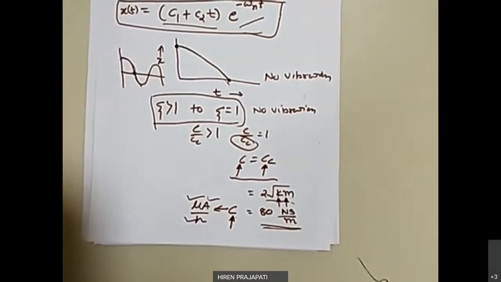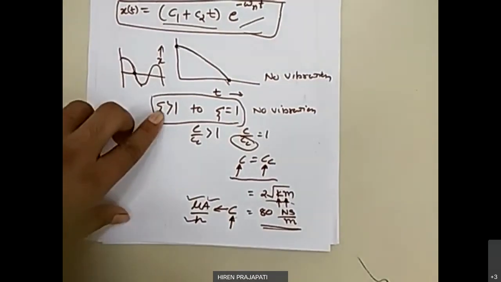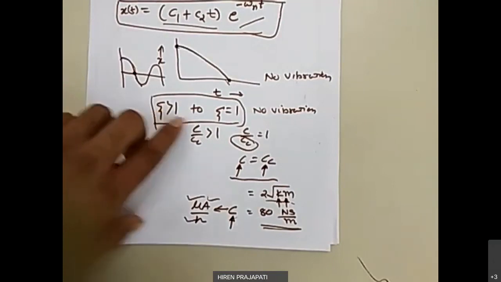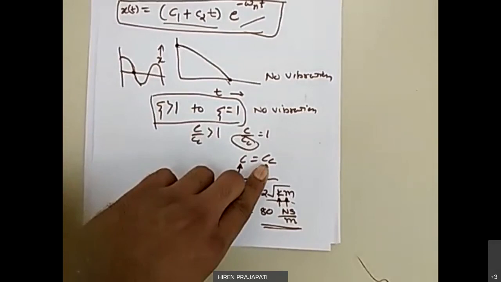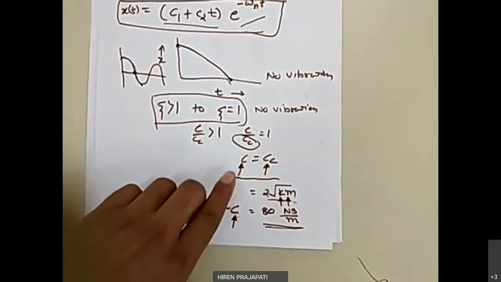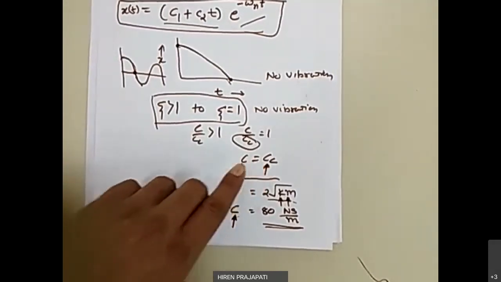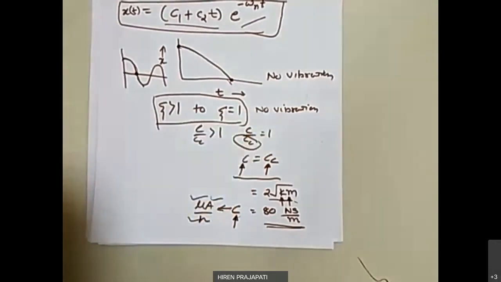So we have seen three cases today for zeta. When zeta is equal to 0, that is an undamped system, meaning there is no damper. Then we discussed zeta greater than 1 and zeta equal to 1. I hope it is clear why this cc value is important, because if you set c equal to cc, then there would not be any vibration in the system.